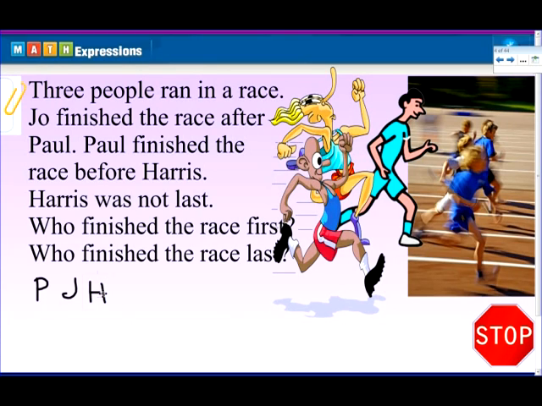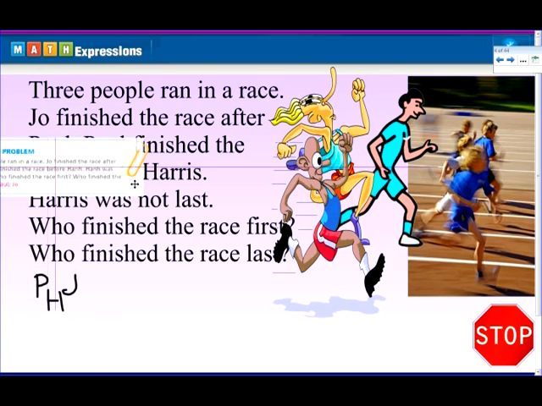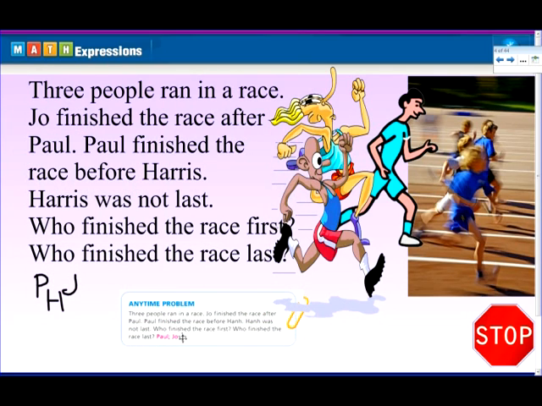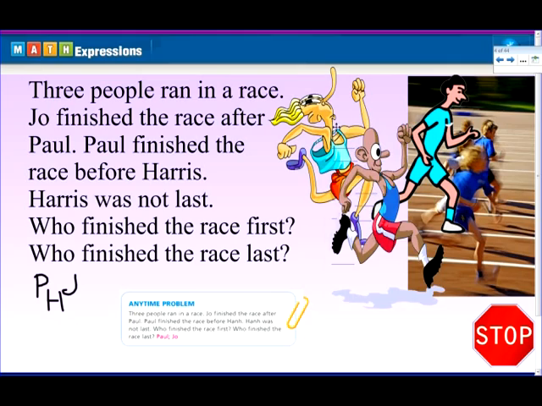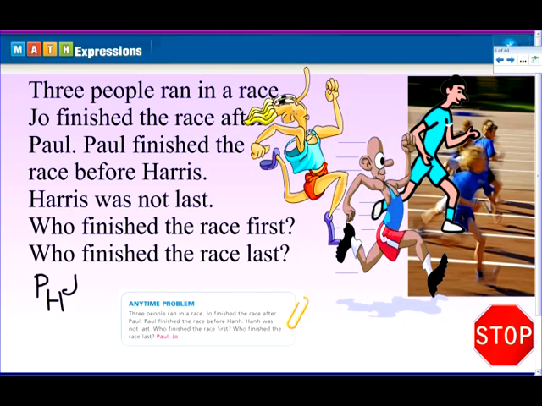If we take Harris, was he before or after Joe? Paul finished the race before Harris. Harris was not last. So if Harris was not last, he would go right here. Who finished the race first? Paul. And who finished the race last? Joe. So if we put Paul up here in the lead, then came Harris, and here's Joe. Joe was in the back.